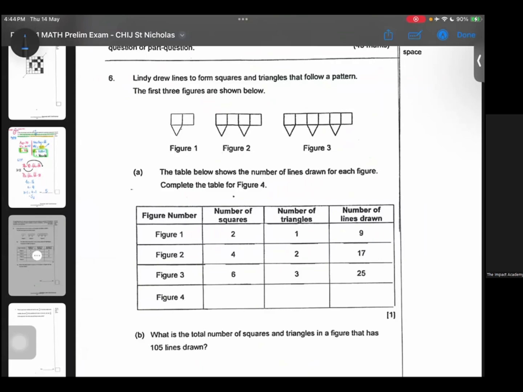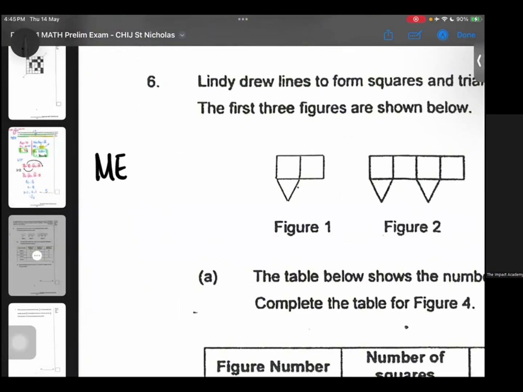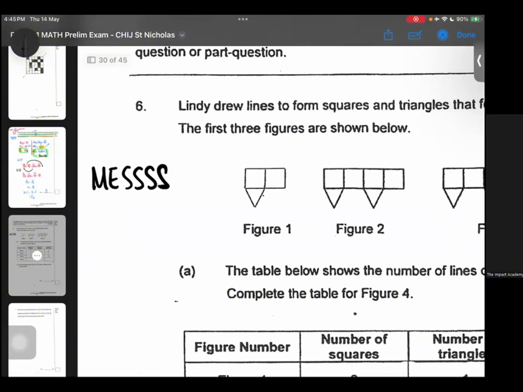Now, question number 6. When it comes to a patterns question, we will now give the concept MESSSS. Okay, MESSSS. We want to make sure that we write down all of the concepts first.